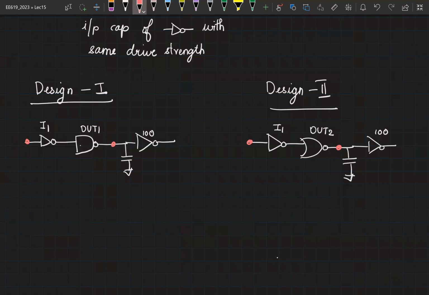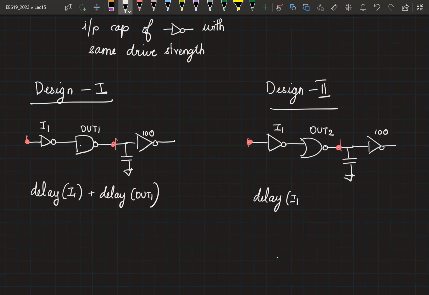Okay. And for now, of course, there is a change in the logic from here to here. But let's say for now, we are simply interested in the delay. The difference in the logic is not a concern. Now I can write this delay as delay of I1 plus delay of DUT1. And here again, it is delay of I1 plus delay of the DUT2. What is the input capacitance DUT1 is offering? It's a NAND2 sized one. This is 4C. What about this? NOR2 sized one.